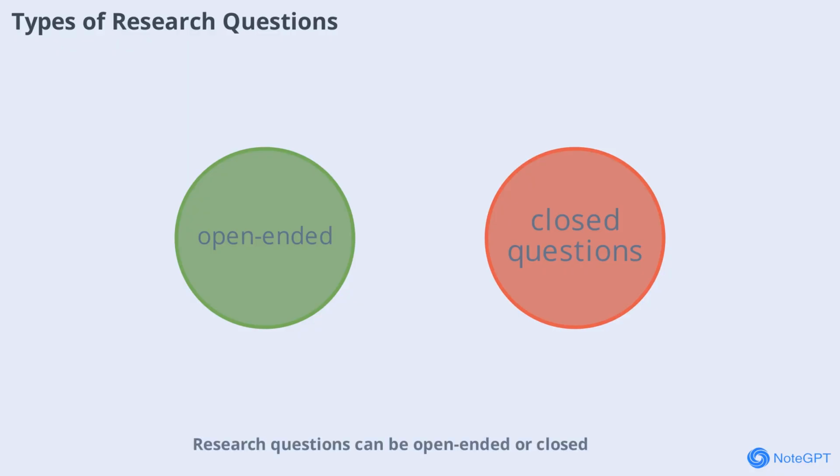Research questions can be open-ended or closed. Open-ended questions allow participants to share detailed personal responses, offering insights into their experiences and opinions. Closed questions restrict answers to predefined options, making data easier to analyze. The choice between open and closed questions depends on your research goals and the type of data you need. Understanding these categories helps you design questions that truly illuminate your research topic.